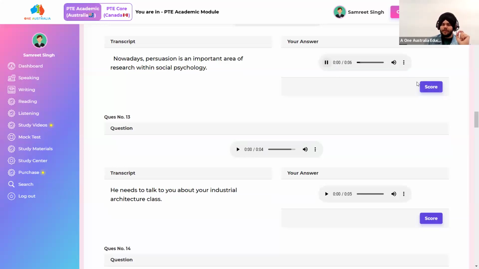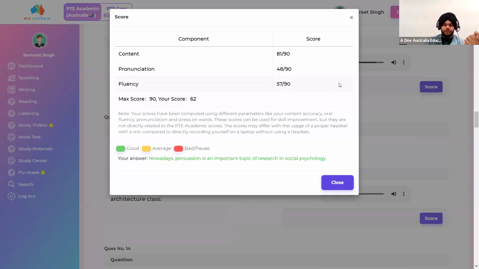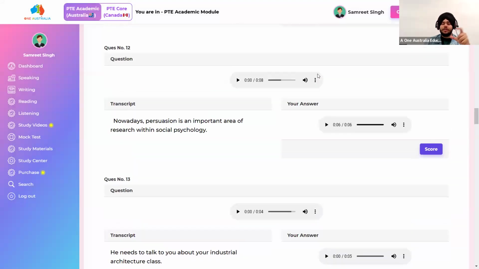But again, guys, in the exam, it would be much better than this one because our AI scores you a little harshly. Okay. "Nowadays, persuasion is an important topic of research in social psychology." Now, see, the way that I was speaking, it should have given me great marks. But again, no AI is 100% accurate. So please make sure to always check your answers, double check your answers, even if you're using some other institute's portal or even if you're using some other online website, you know, or app.